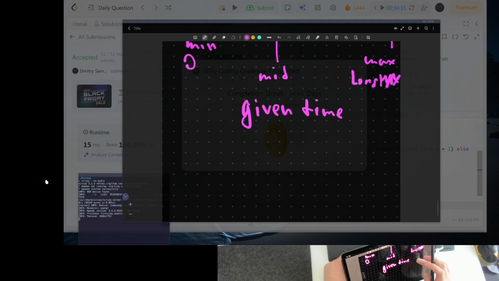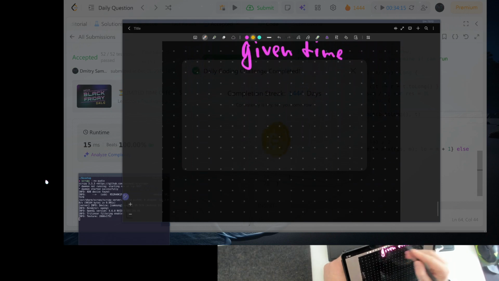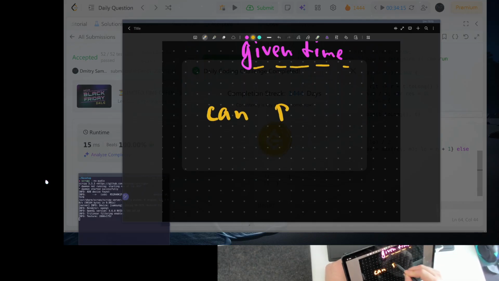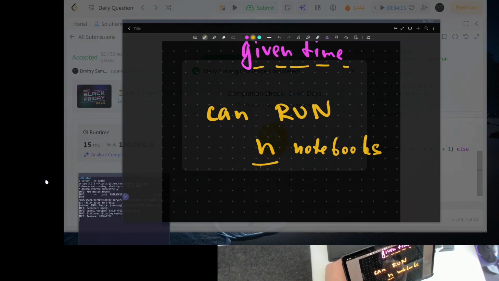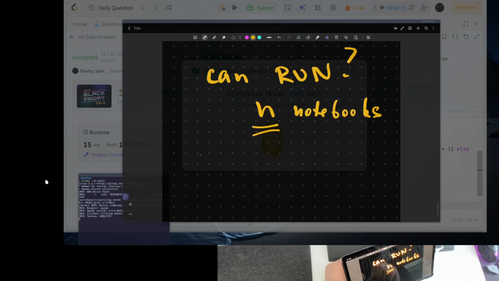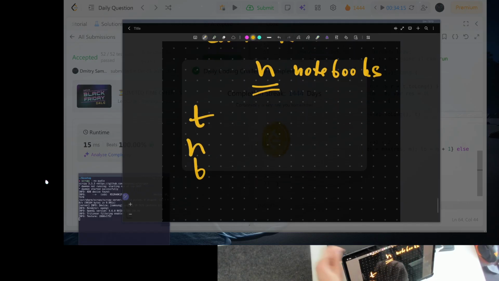And the problem becomes: can you answer the question, can you run at a given time the n notebooks? You have more data: t is given and n is also given, and you have the batteries. So it's much richer information.